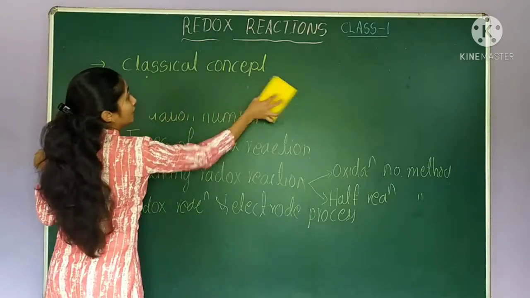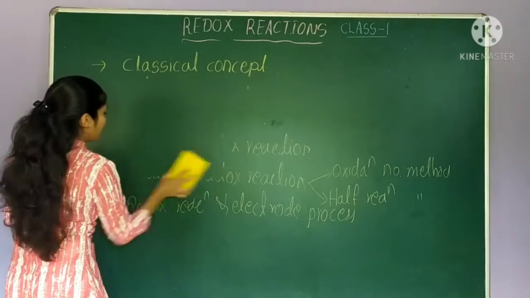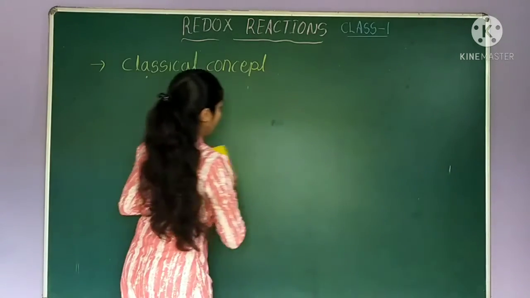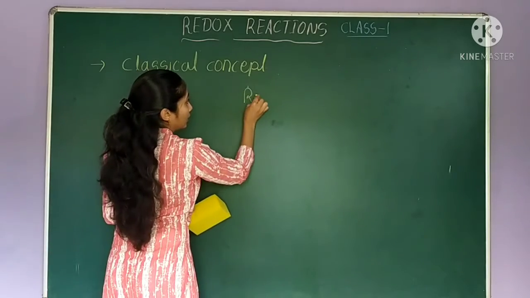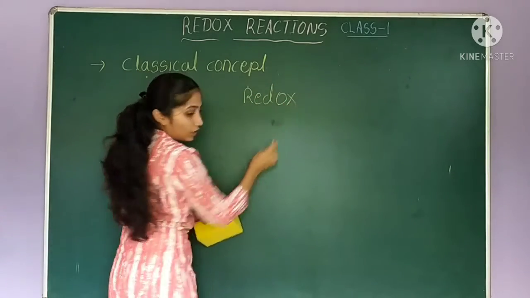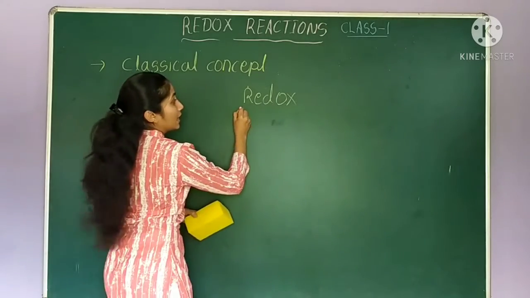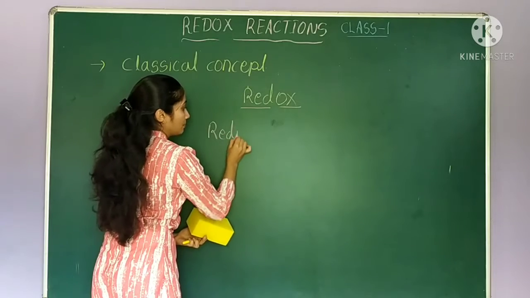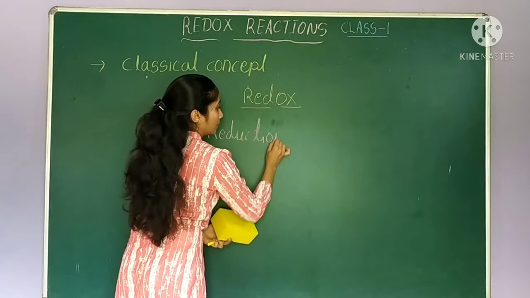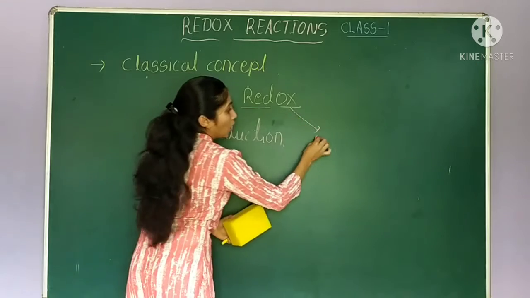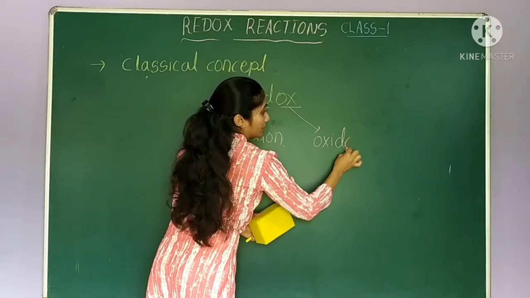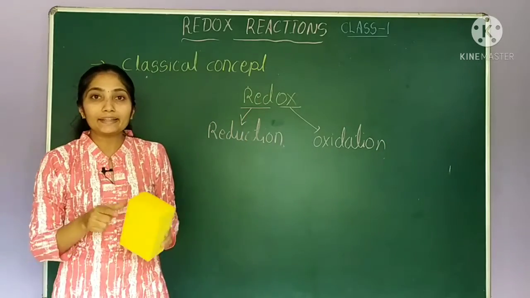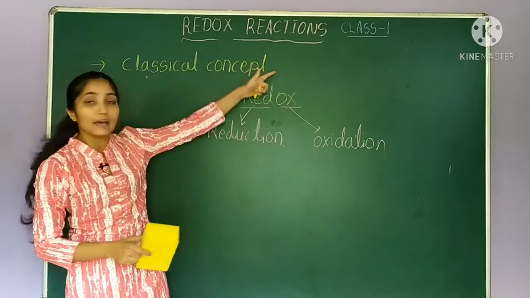If you see this heading, redox reaction, see the first word, redox. What is that? It's a combination of two words. Let me write it. Redox is a combination of two words: reduction and oxidation. The OX represents oxidation. So reduction and oxidation simultaneously take place in a reaction to form a redox reaction.